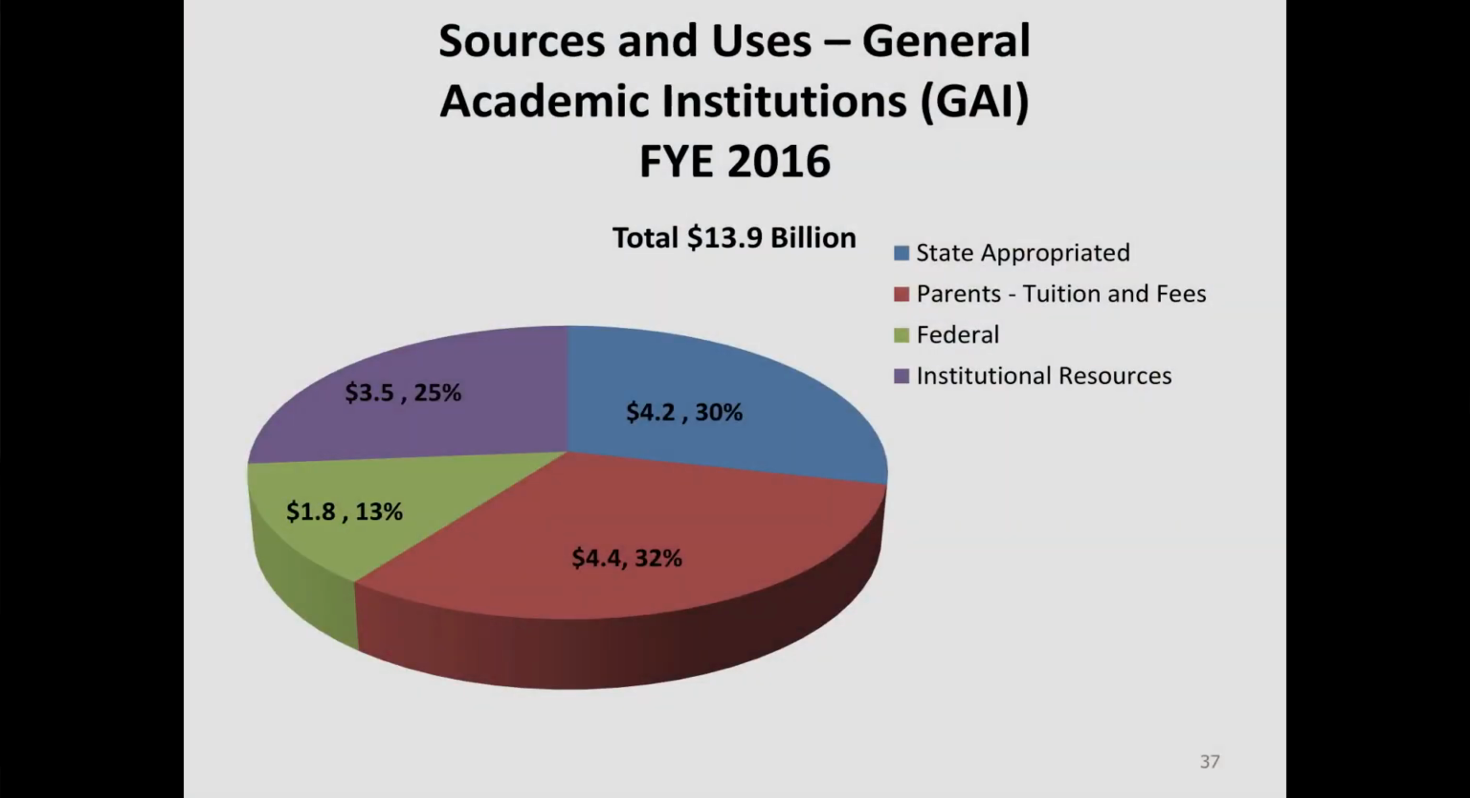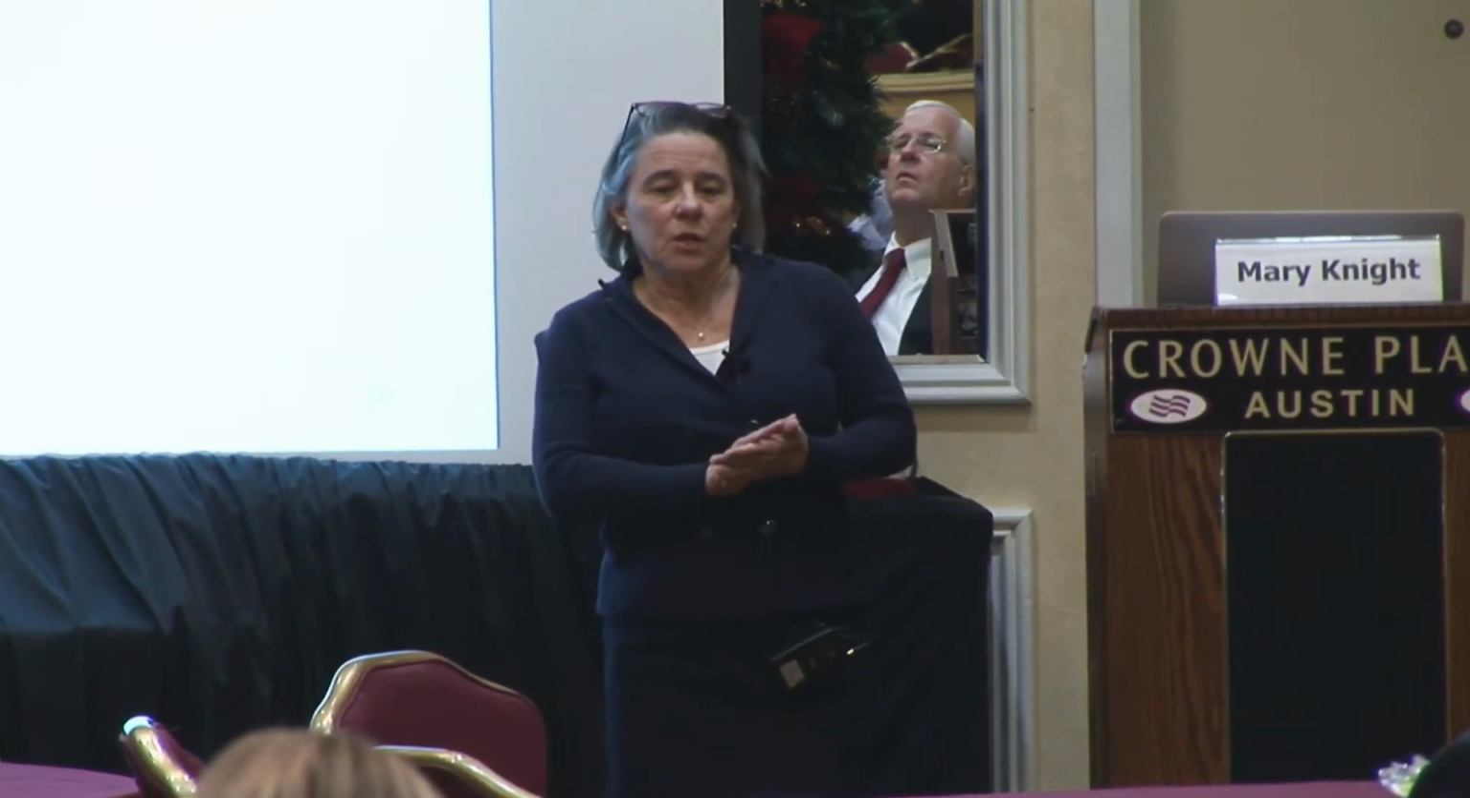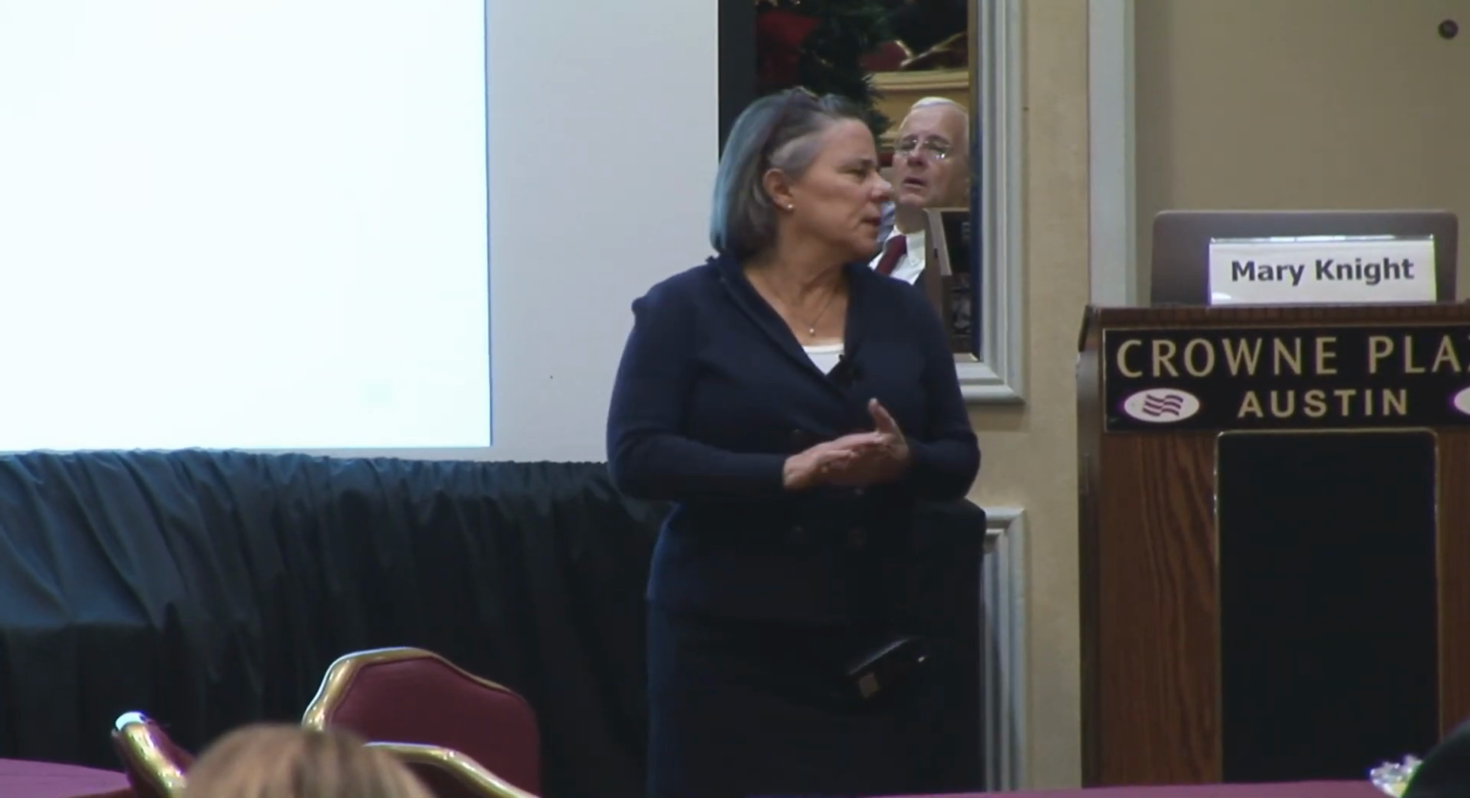And this is what it looks like at a general academic institution, how the different funding sources work. Statewide, state appropriated funds are about 30% of a university's budget, and tuition is about 32% now. This was fiscal year end 2016, so it's probably changed a little bit since then. So that's kind of an overview of the financial side of it.